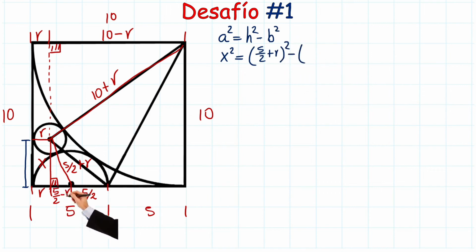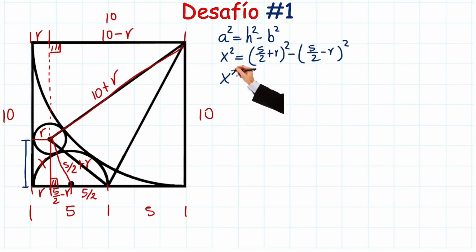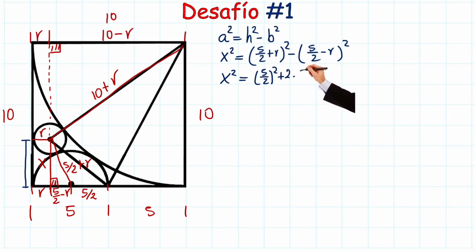The other side is 5 halves minus r. So 5 halves minus r, all squared. We are going to develop these squared binomials very well. Developing, we have the first term squared, so it would be 5 halves squared, plus the double product of the first term, 5 halves, by the second term, which is r, plus the second term squared.